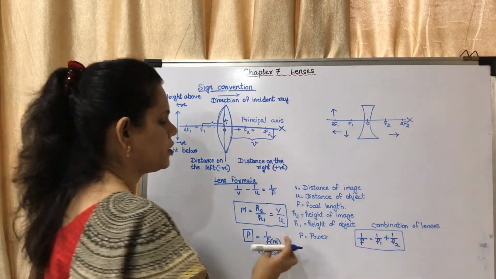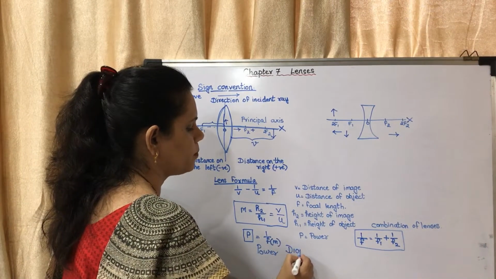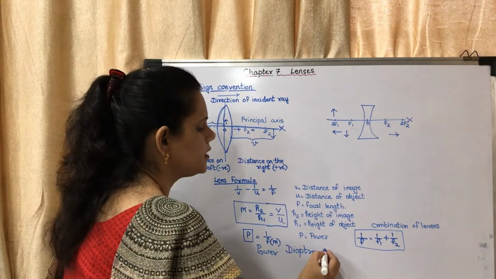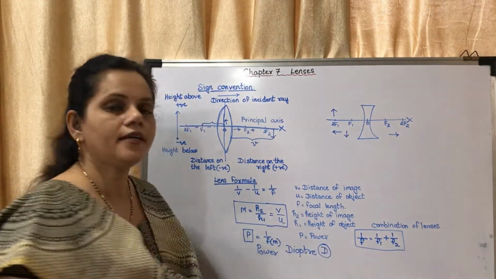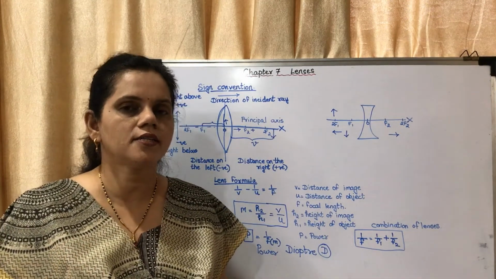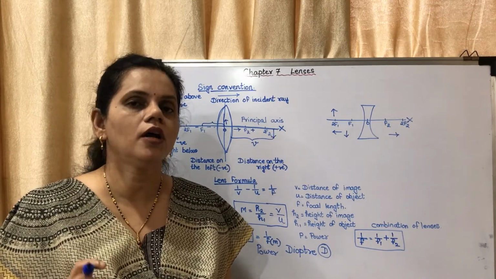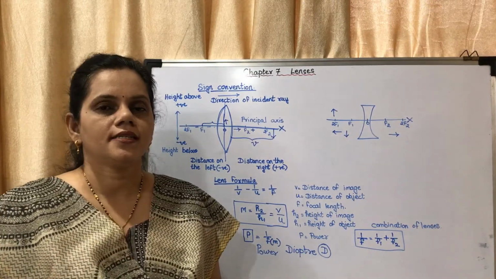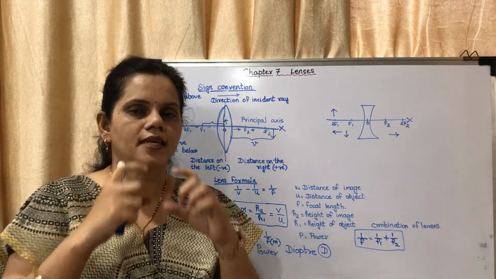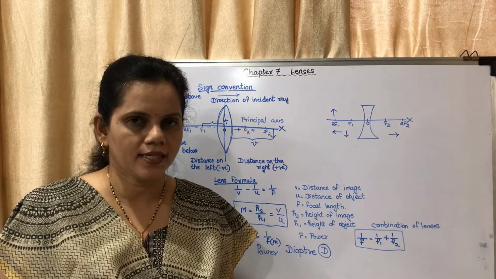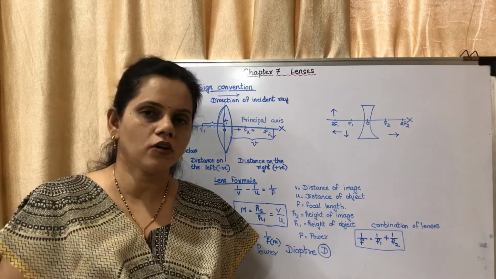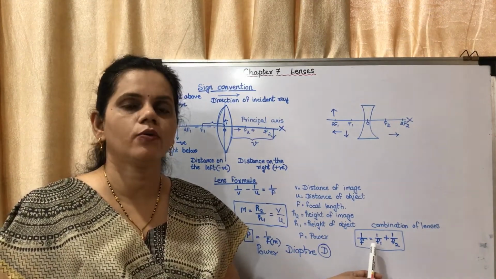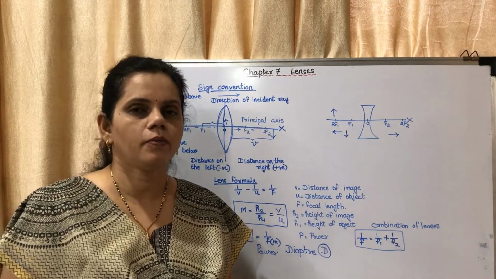The unit of power is diopter, which is denoted by the letter D. So when you do the numericals, you may write the unit D for power. Now the next is, if there are two lenses kept together, the combination of the lenses, the focal length of the combination of the lenses, you may calculate it with the equation 1 upon F is equal to 1 upon F1 plus 1 upon F2.